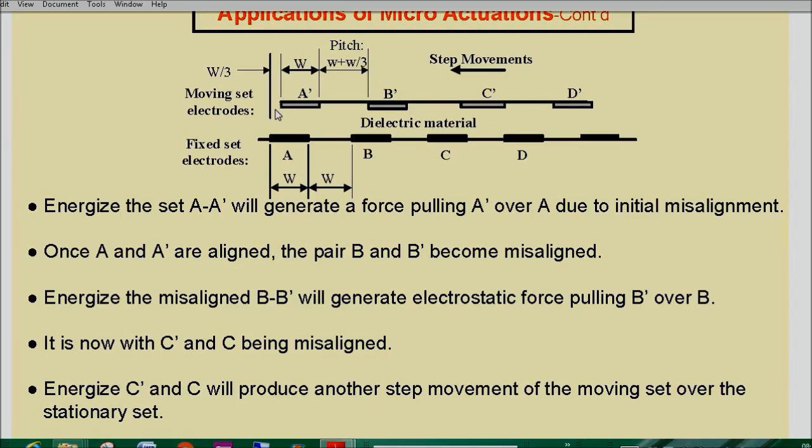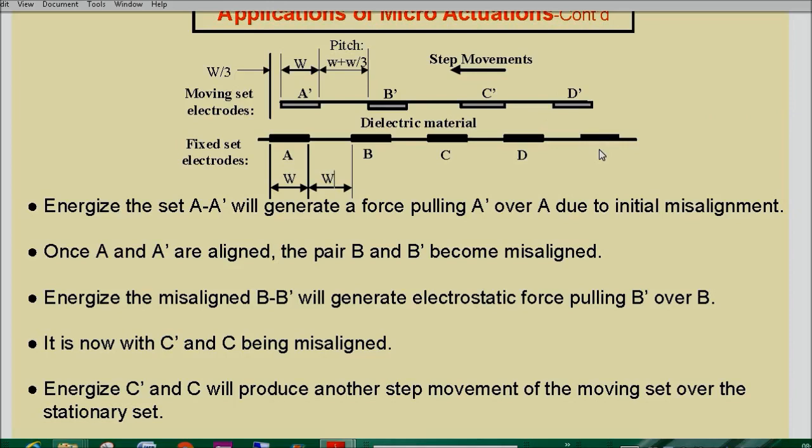At that moment, now watch what happens to B and B dash. If this moves by W by 3, this is still left with W by 3 with respect to B. So there exists again a gap of W by 3 once this moves by W by 3. So this position that was there now exists here as a new position. So again, these are all misplaced, again by W by 3.